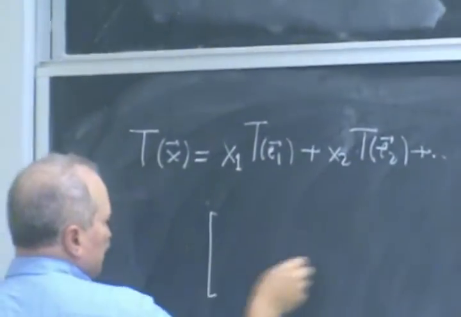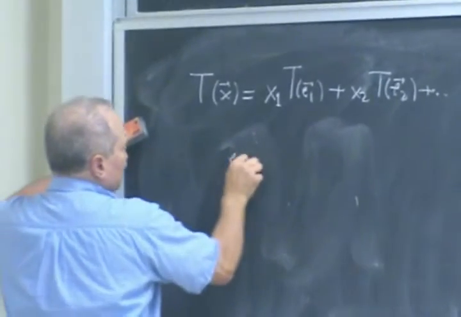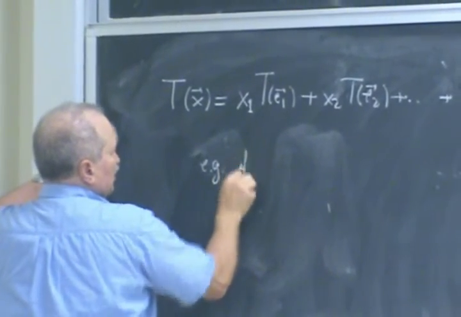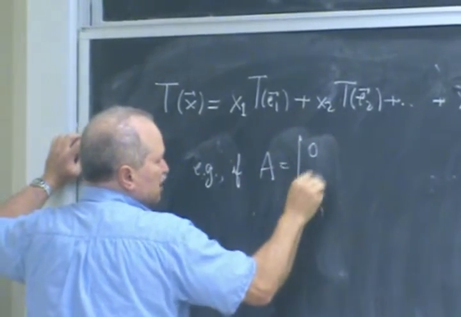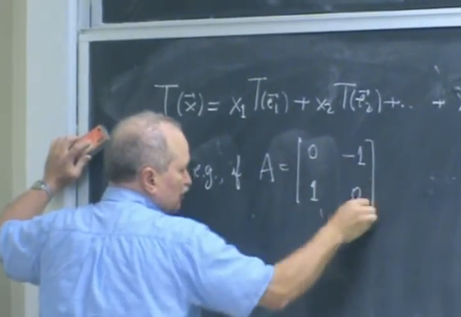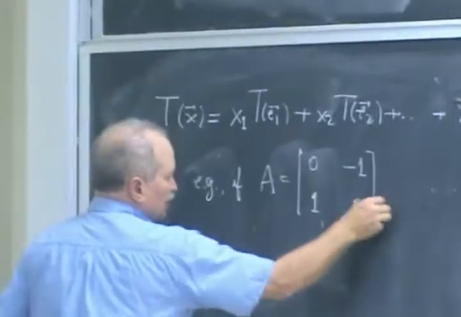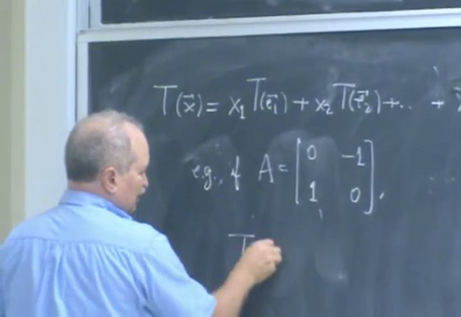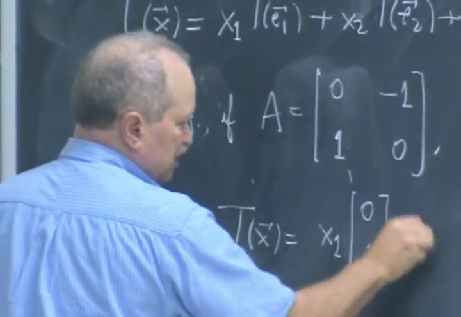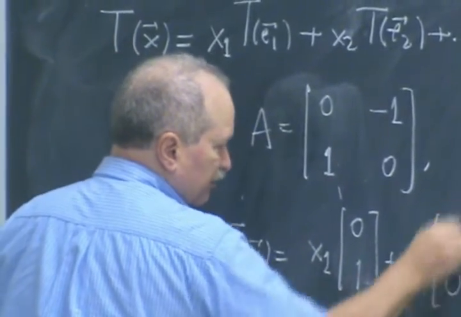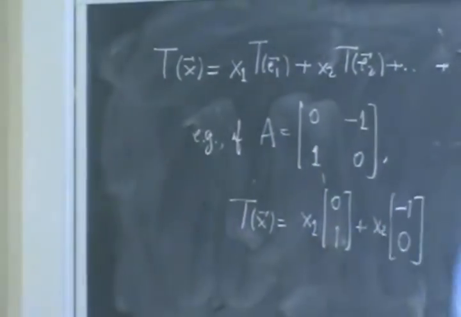So here I have my matrix. So let me just do the example we have. If the matrix is the one we wrote down for the rotation, I want to take x1 times the first column plus x2 times the second column. If I want to rotate 90 degrees, that's this guy.